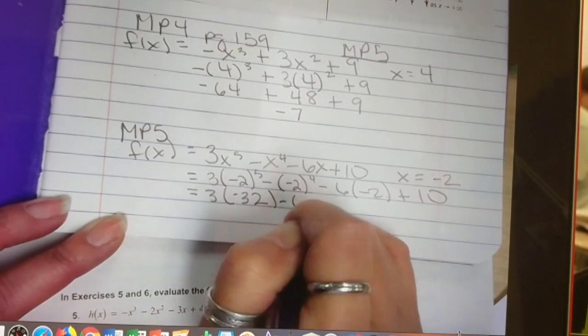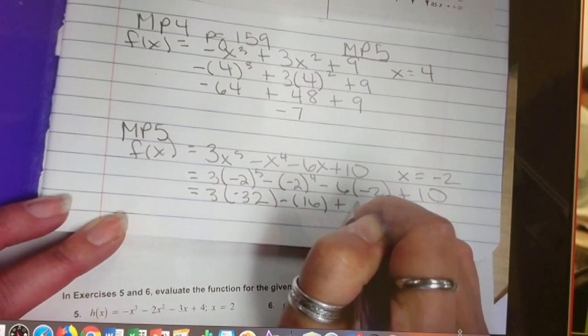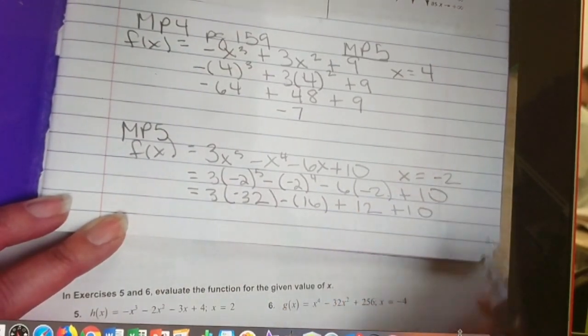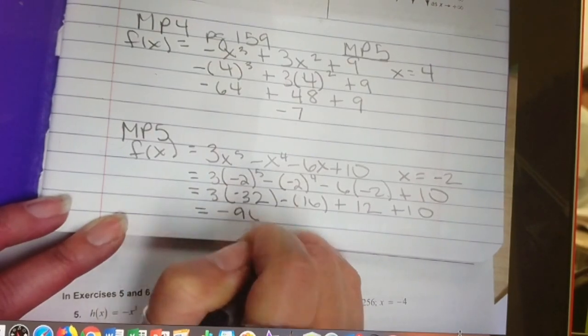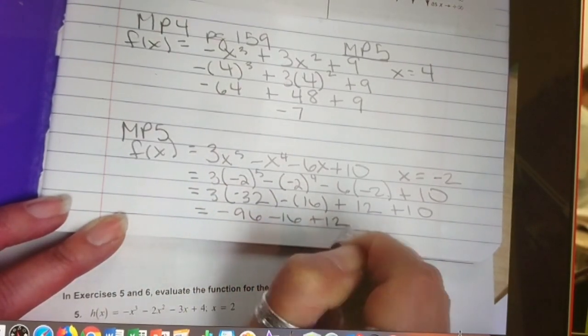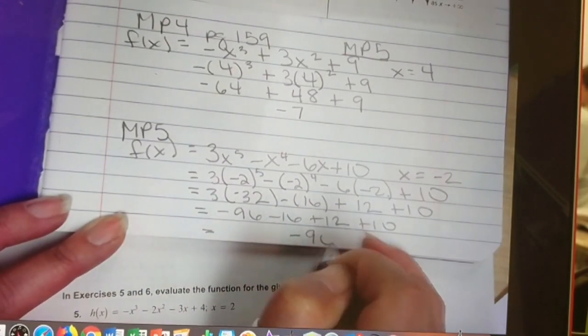Or minus, what is this? 16 plus 12 plus 10. Okay, this comes out to be negative 96 minus 16 plus 12 plus 90. Get that all together, negative 90.